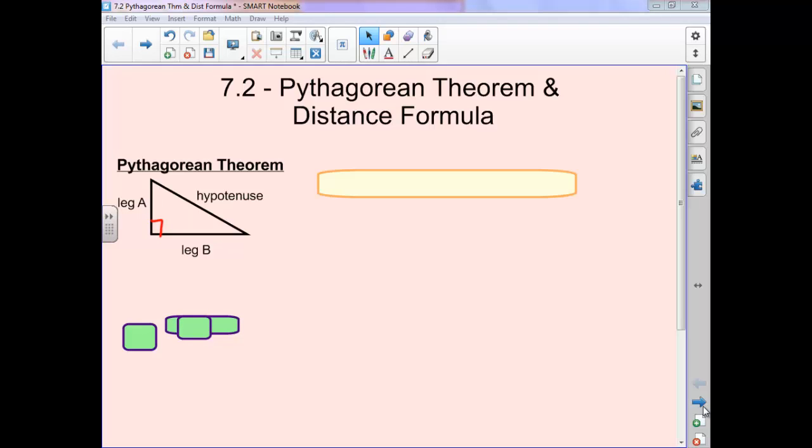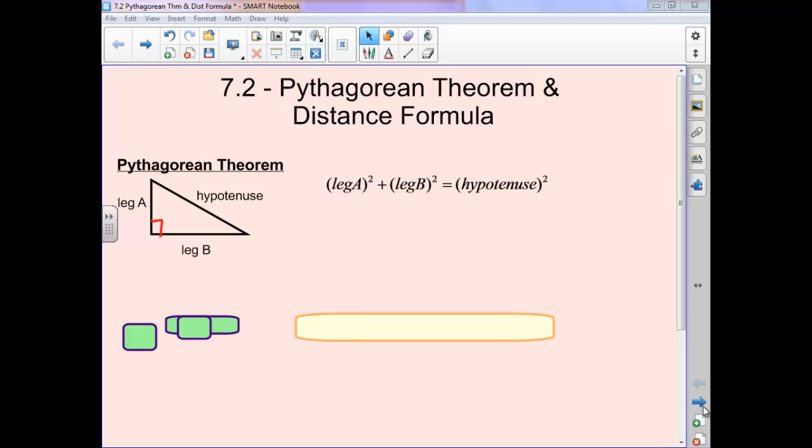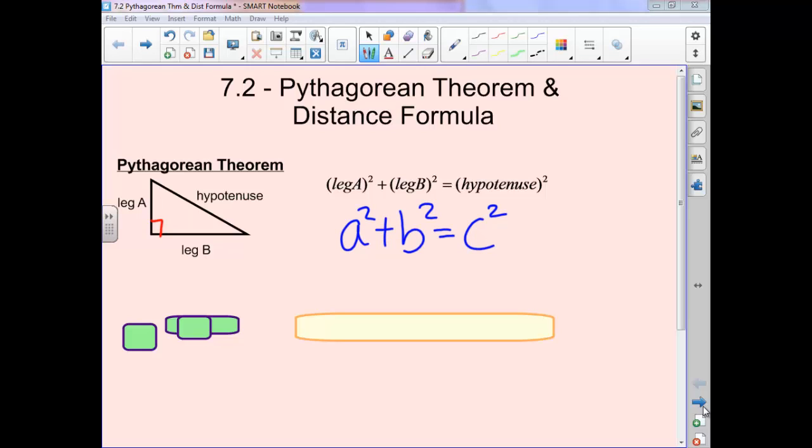And the Pythagorean Theorem is just leg A squared plus leg B squared equals the hypotenuse squared. More commonly it's seen as A squared plus B squared equals C squared.